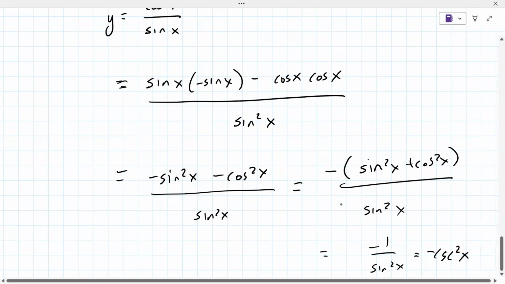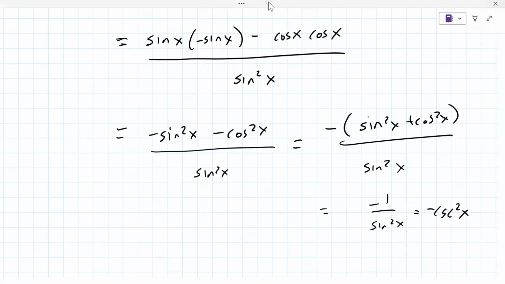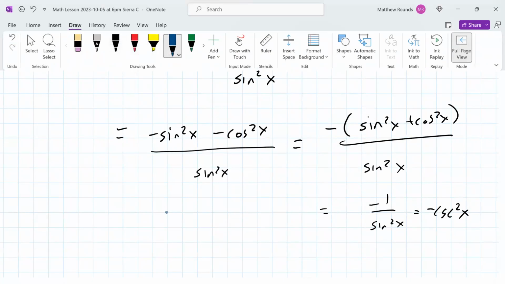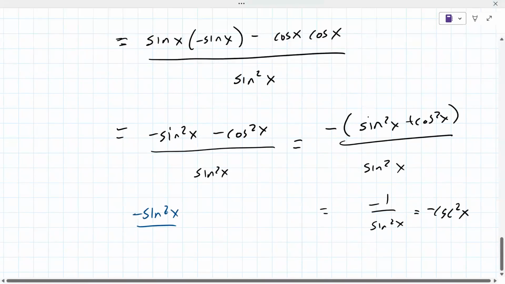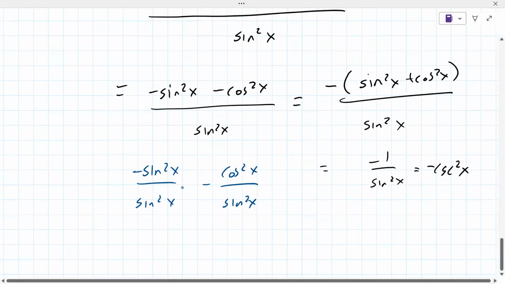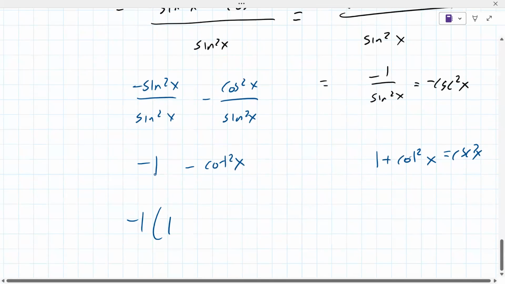Okay. That's way one. Way two, I'll do in a different color here in blue, is to divide each of these by sine squared x, which I don't like as much because then you end up having to use the more difficult identity. You end up getting negative 1 minus cotangent squared x. And there is an identity: 1 plus cotangent squared x equals cosecant squared x. So if you factor out a negative 1, you get 1 plus cotangent squared x, which is really cosecant squared x.